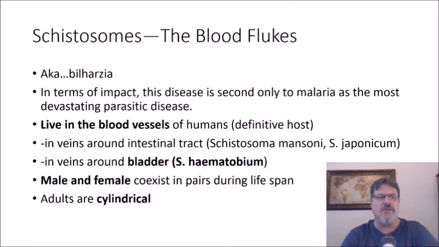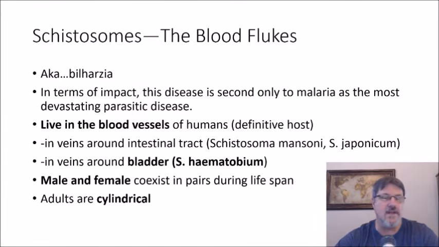And let me go ahead and close out with the blood flukes, right? The schistosomes, also known as bilharzia, after the gentleman who discovered them. In terms of impact, schistosomiasis is second only to malaria as the most devastating parasitic disease. They live in the blood vessels of humans. That's the definitive host.